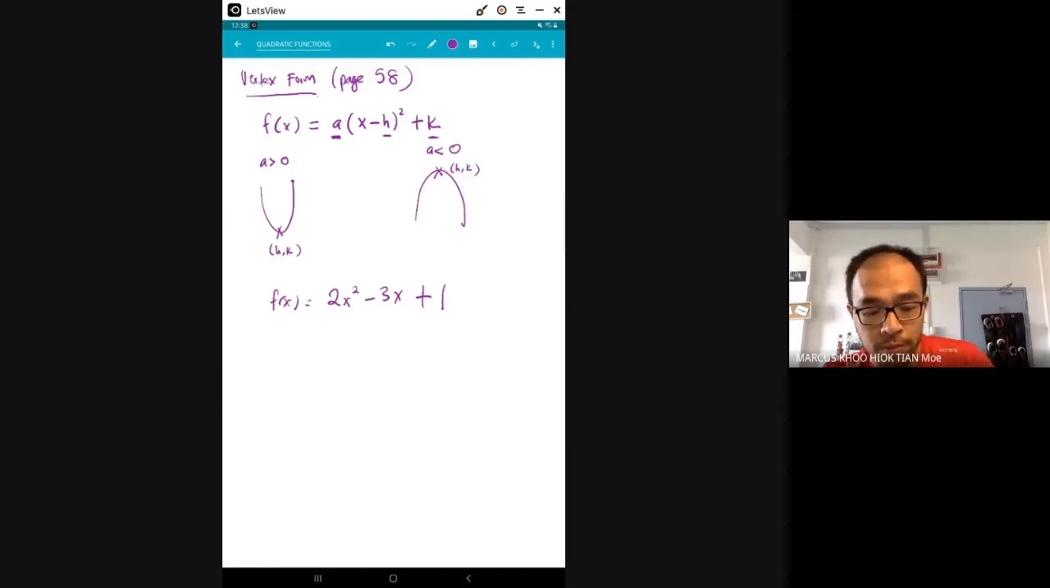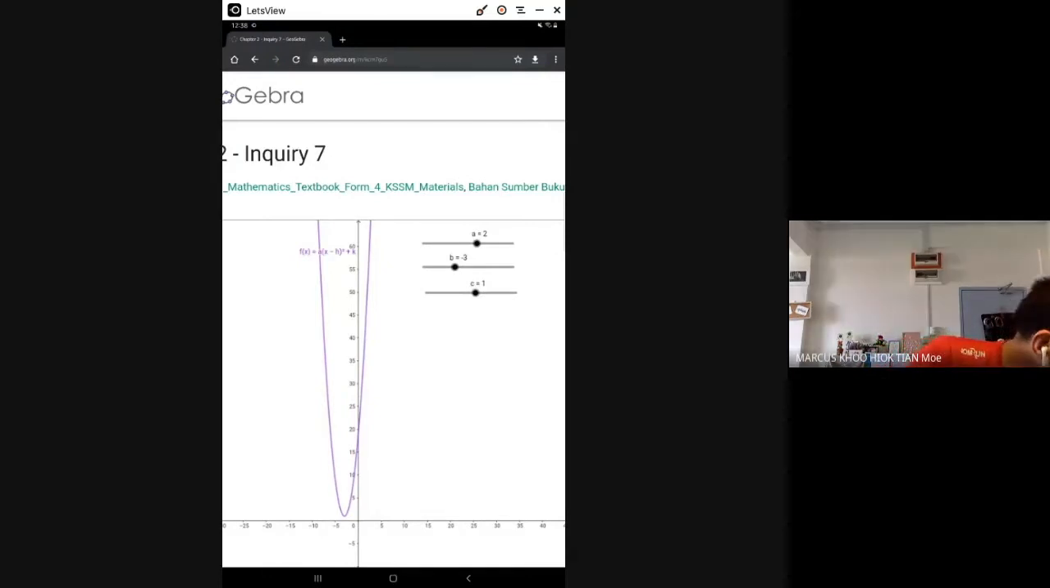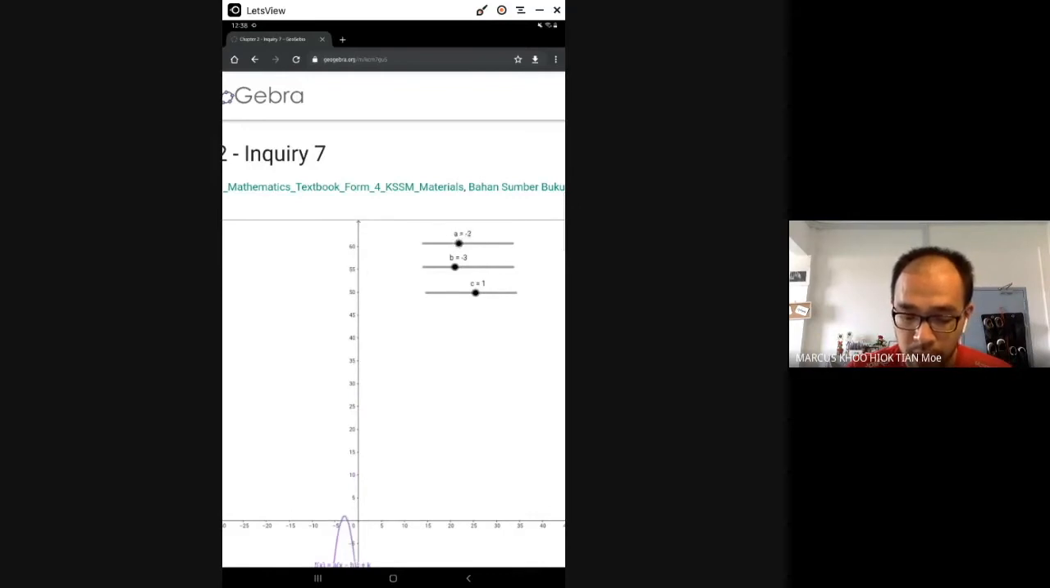Tapi lepas dia kena ubah pergi vertex, if we change this to vertex, then it will look like this. Hold on, ini lain pula kan? Let's say if I change the A over to the left side, if I make it negative, first of all, we know that A positive, A sama dengan 2, then it will be bentuk begini. So if I change it over to negative, this is what I will get. You see that the graph dia turun ke bawah.